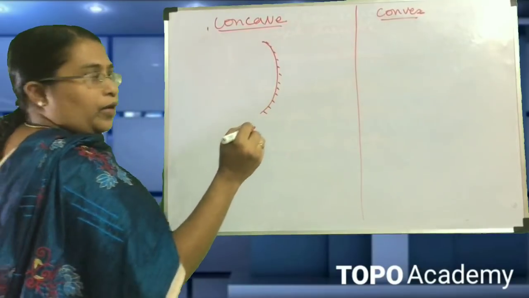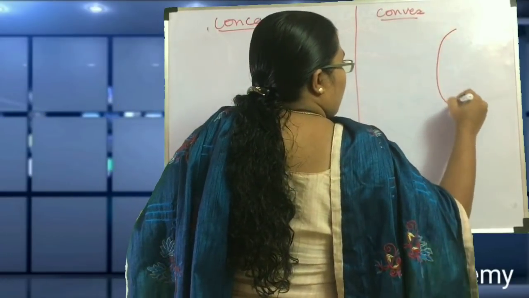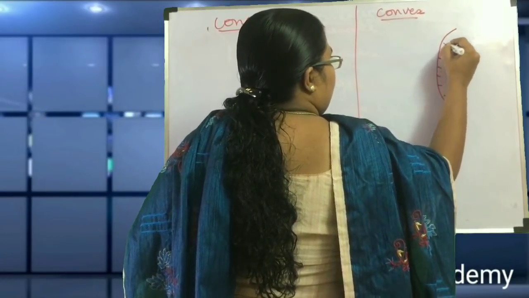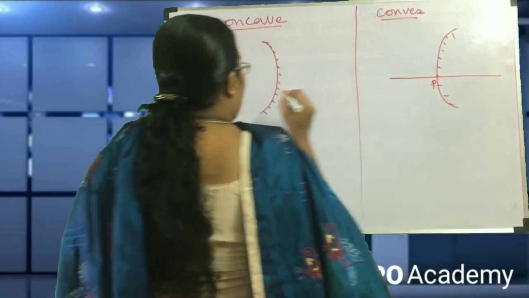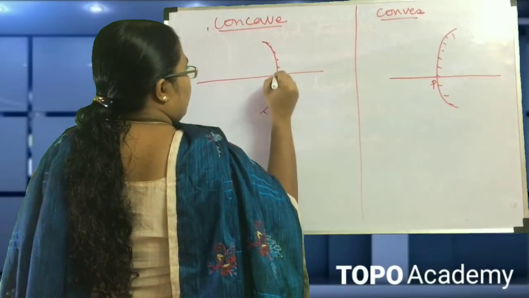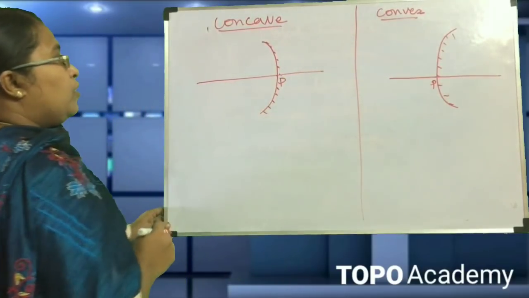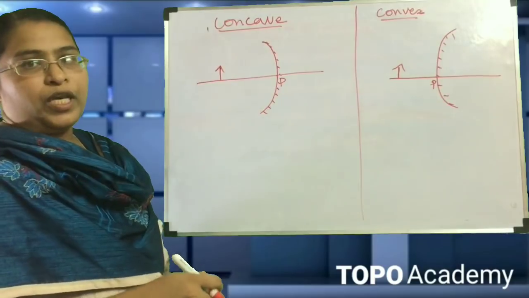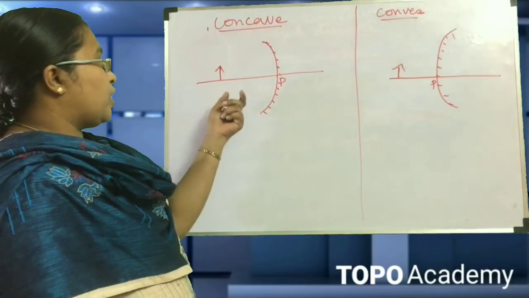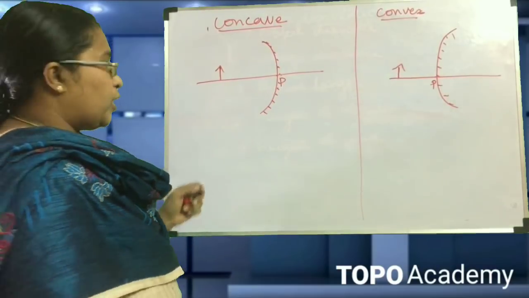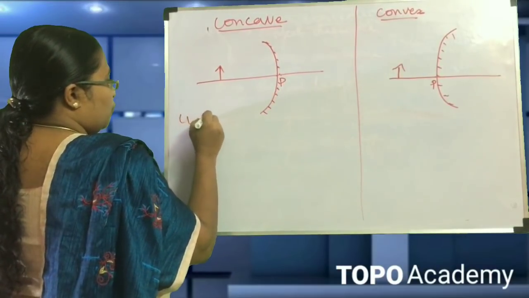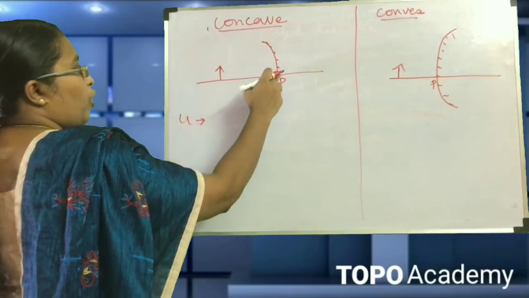This is the concave mirror and this is the convex mirror. This is the principal axis, this is the pole of the mirror. So next we have to see whether the object distance, that is U, is positive or negative. So first is U. U means the object distance.